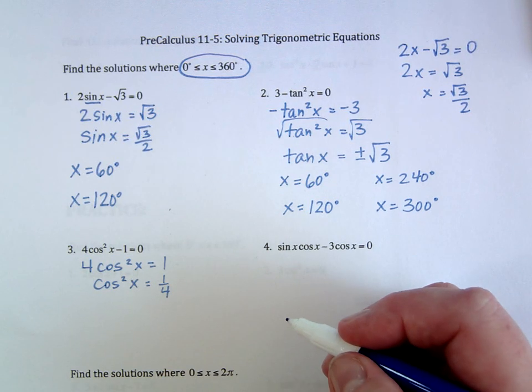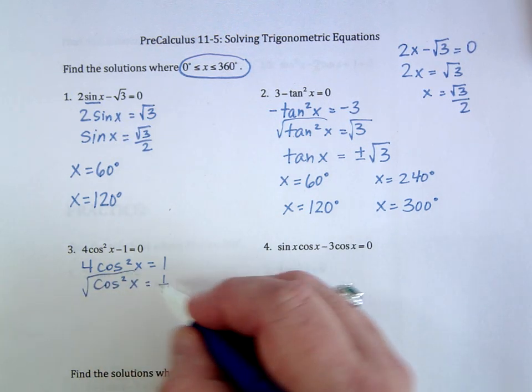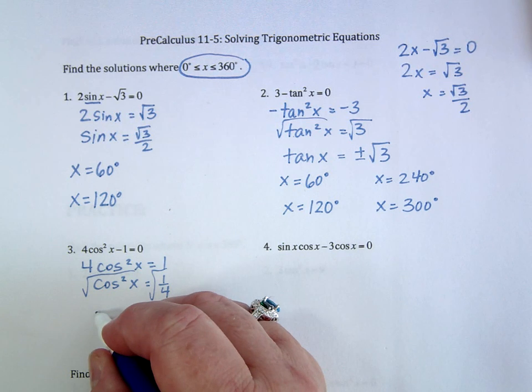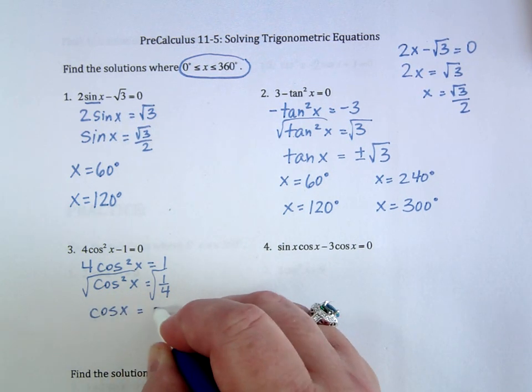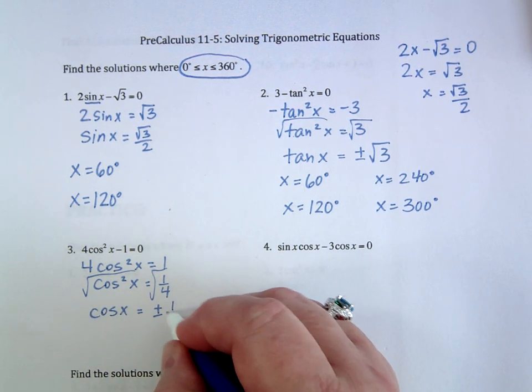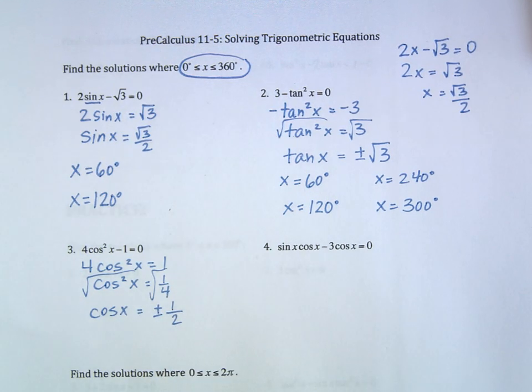Oh, it's a square. I want the regular. So I've got a square rooty, two-timer. Cosine of x equals plus or minus the square root of 1, which is 1. Square root of 4 is 2. So I've got all the places where the cosine is a plus or minus 1/2.